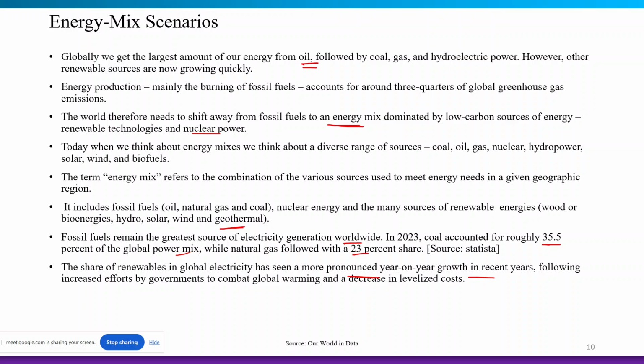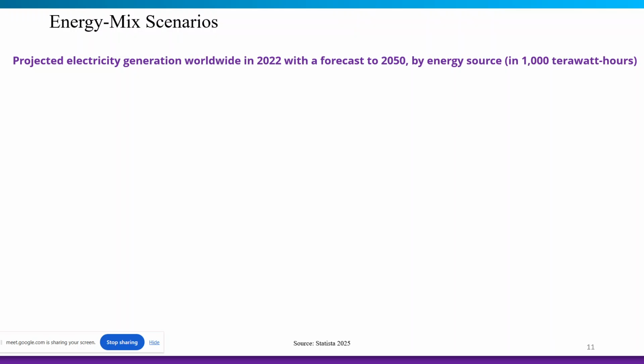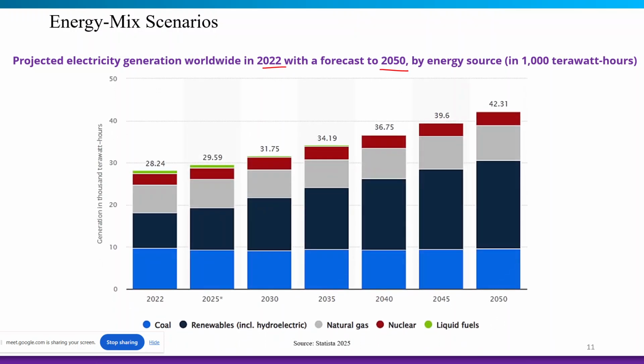So gradually, energy production from renewables is also coming into the picture. There are also a lot of efforts by governments to combat global warming and decrease the levelized cost. So, this is the projected electricity generation worldwide in 2022 with a forecast to 2050. Now, this graph looks like this. In this graph, we can see that the contribution of renewables, including hydroelectricity, is growing. This blue shaded curve is growing, and the contribution of coal we are keeping at almost the same level.